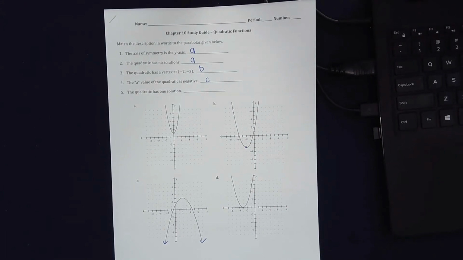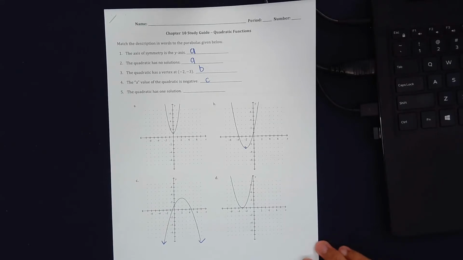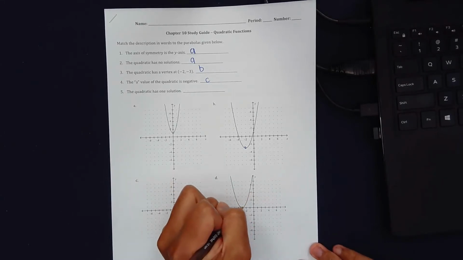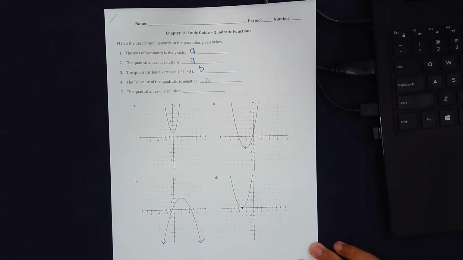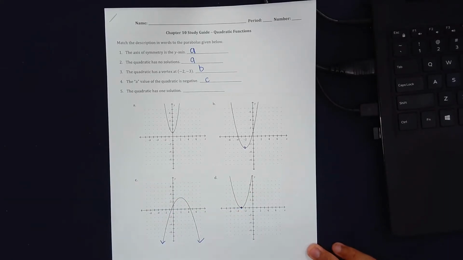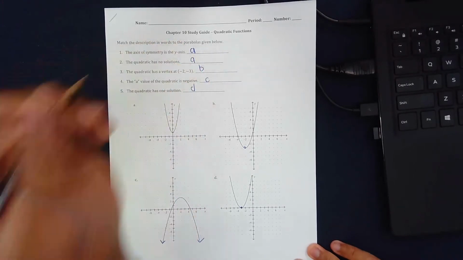And then number 5, the quadratic has 1 solution. All right, 1 solution, as I said earlier, that would be part D. It's only touching the x-axis once. So graph D would be the answer.